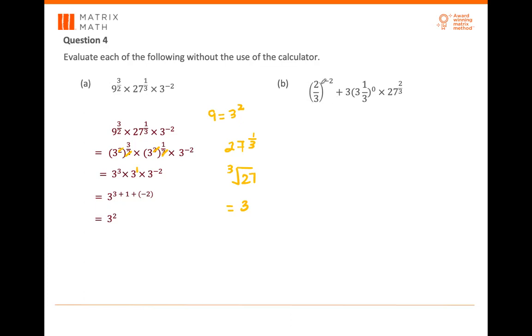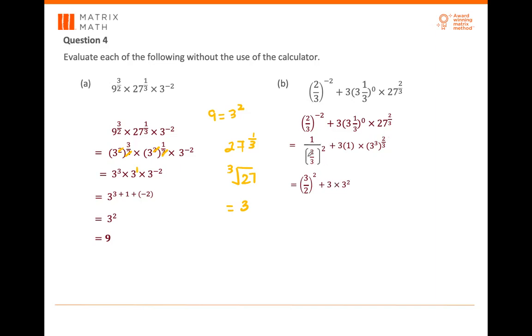4b, you have (2 over 3) whole thing to the power of minus 2, plus 3 times (1 over 3) to the power of 0 times 27, times 2 over 3. So first thing, what you could do here is that I can actually solve this part first. So I change it to a positive index notation. So it'll be 1 over (2 over 3) to the power of 2 plus 3 to the power of 1. Why? Because anything to the power of 0 will give you 1, times 27. I convert it to 3 to the power of 3 and then 2 over 3.